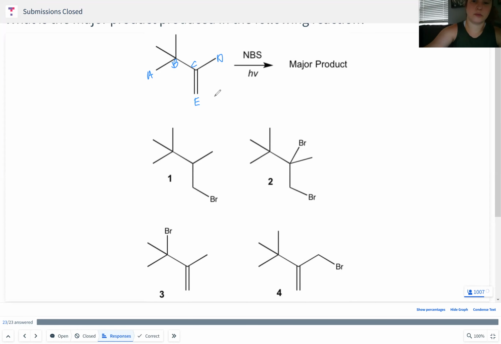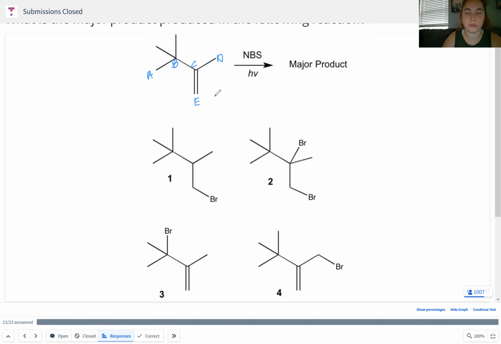Okay, which carbons would be in the allylic position? Would D be one? Yeah, D is one of them. Where's the other one? B. Can we do a reaction on B? No. It's all substituted. Right, it's quaternary, so there's no hydrogen atom abstraction possible. So any substitution that we do is going to have to occur on carbon D.